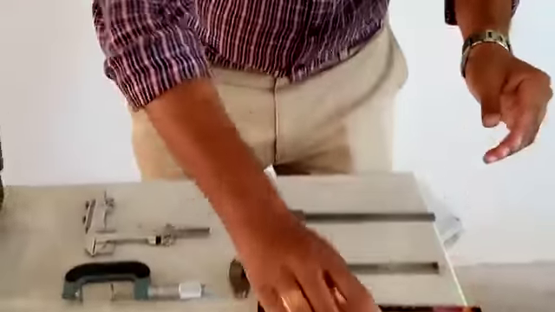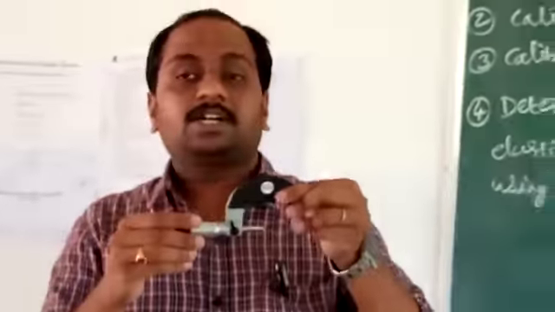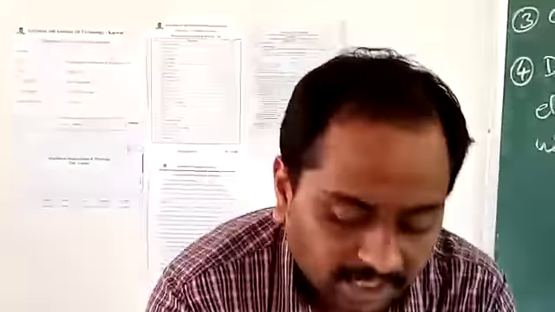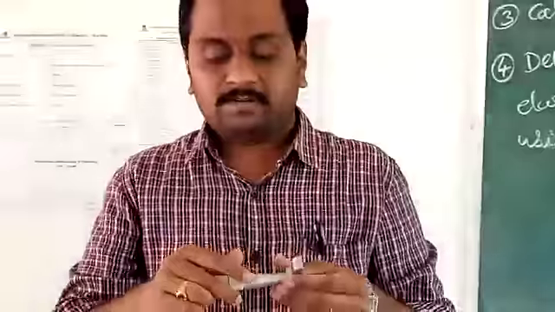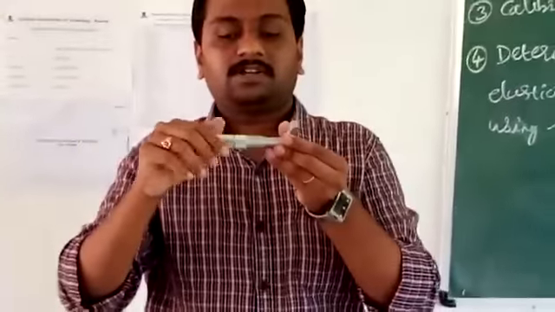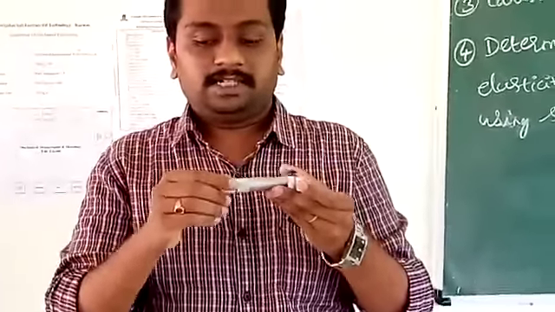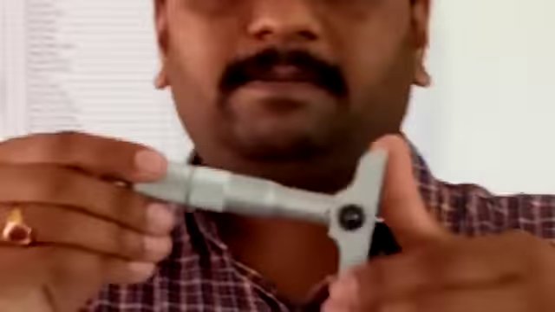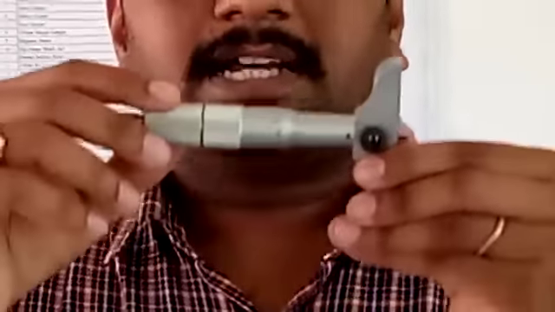This is the next micrometer, and the range of this is 25 millimeter to 50 millimeter, and this is used for measuring the depth. So this is called the depth micrometer. The least count of all these is 0.01 mm, and all these are Mitutoyo make.